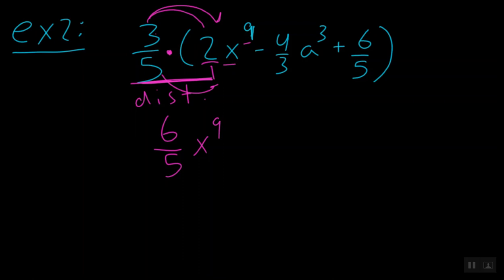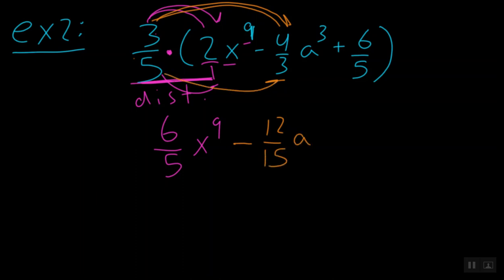Moving on to a different color, this nice UT burnt orange, we have 3/5 times negative 4/3 a cubed. Well, a positive times a negative is a negative, and we have top times top, so 3 times 4 would be 12 over 5 times 3, which would of course be 15, a cubed. And for our last one, let's use this kind of funky green here, we have 3/5 times 6/5, so top times top, we have 3 times 6, which will give us 18, over bottom times bottom, 5 times 5 will give us 25.